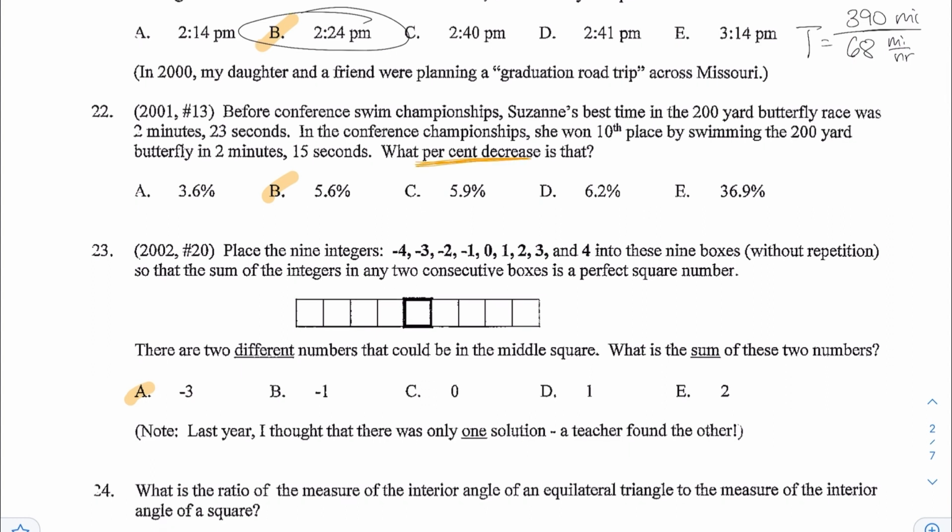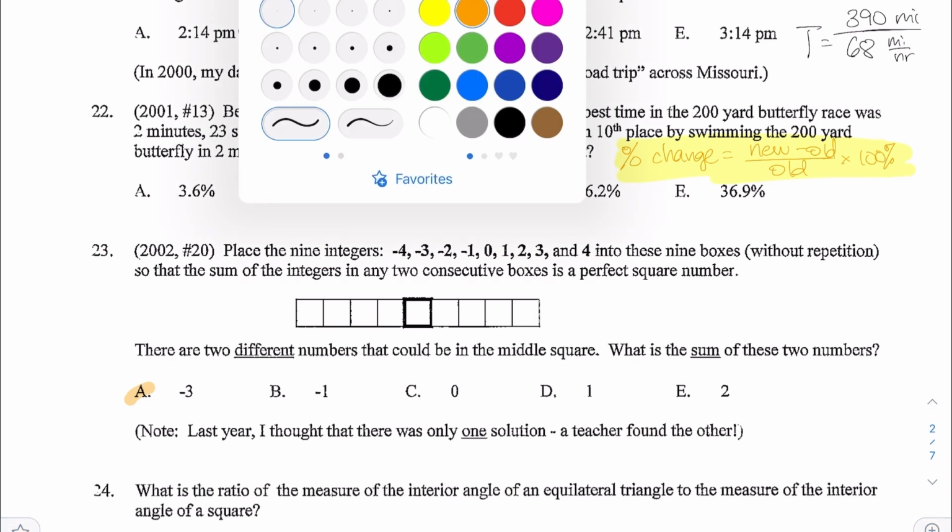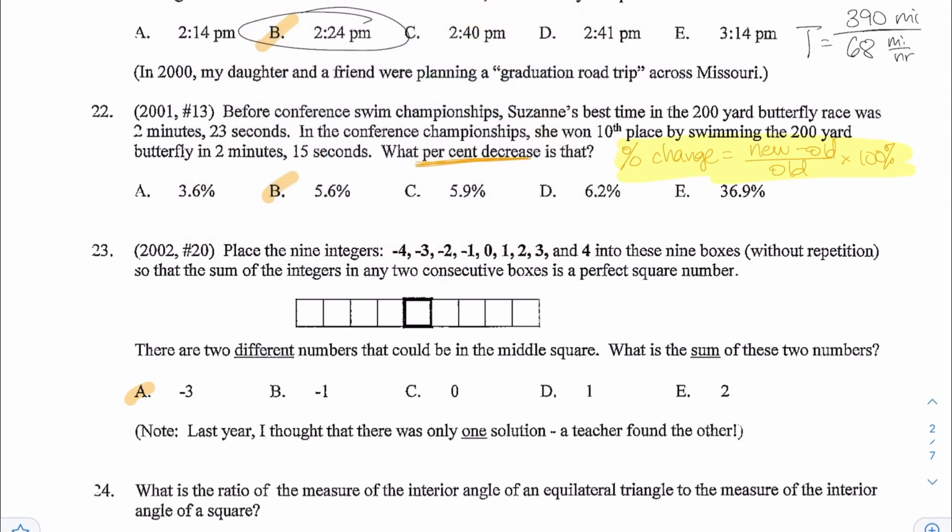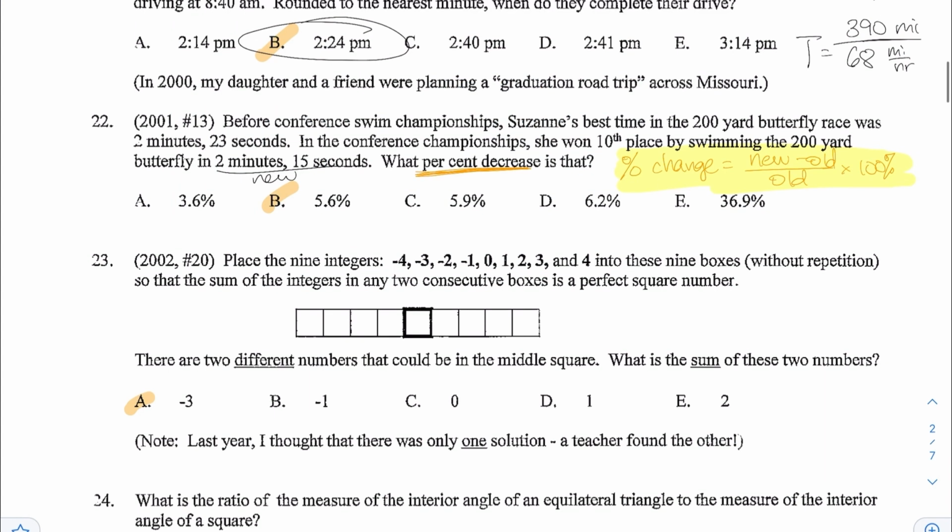All right, so the keyword here is percent decrease, and the formula for percent change is new minus the old value divided by the old value times 100%. So again, this percent change formula is something that you will need to memorize. So in this case, the new time is 2 minutes, 15 seconds. The old time was 2 minutes, 23 seconds.